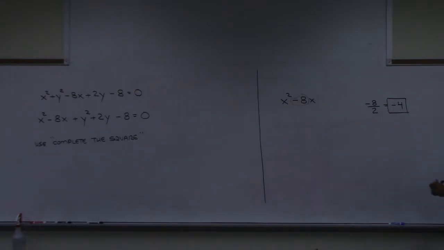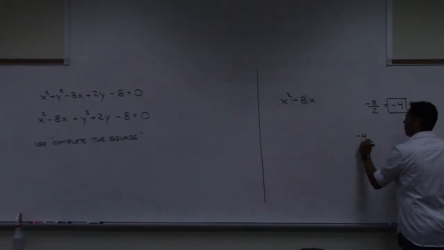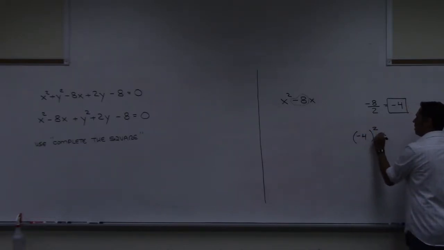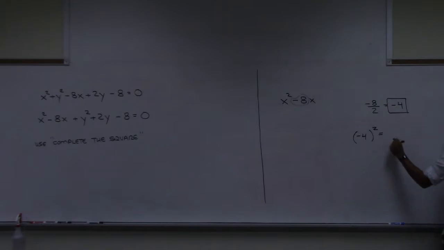Then I'm going to take that number and square it. Why? Because it's part of the algorithm. You always take this result and you square it. So square it, you get 16, right?